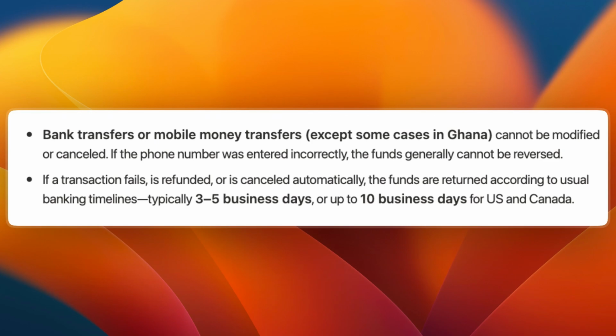Now, bank transfers or mobile money transfers, except some cases in Ghana, cannot be modified or cancelled. If the phone number was entered incorrectly, the funds generally cannot be reversed. If a transaction fails, is refunded or is cancelled automatically, the funds are returned according to usual banking timelines, typically 3 to 5 business days or up to 10 business days for the US and Canada.